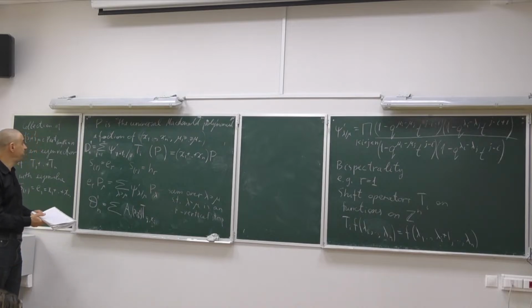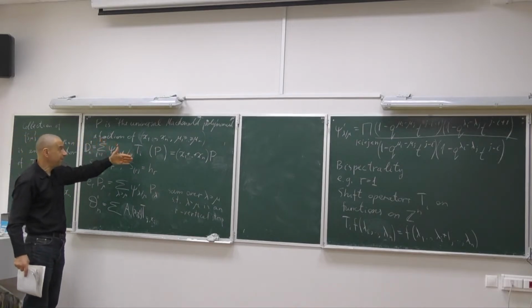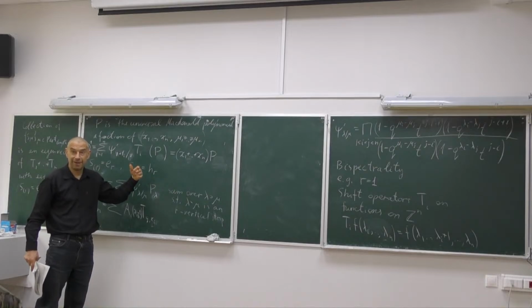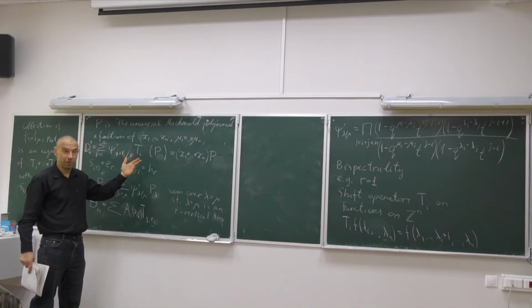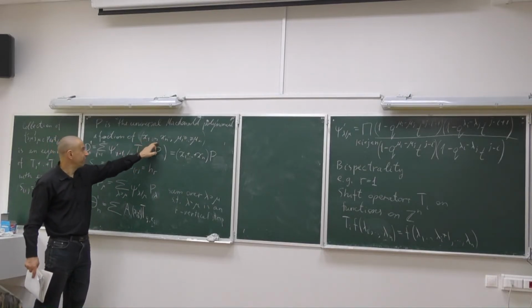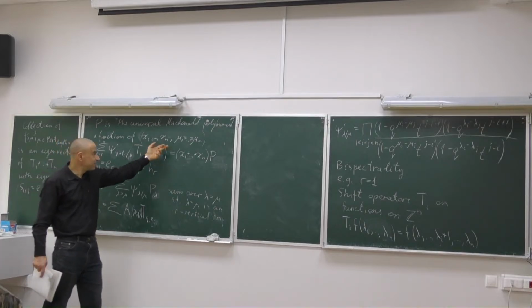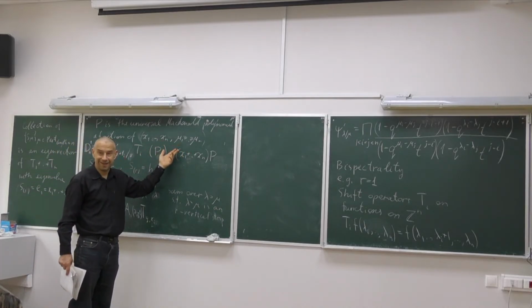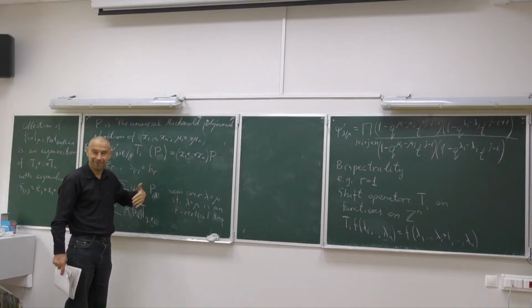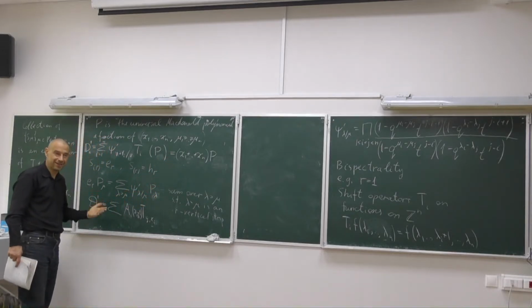So P is just the collection of all Macdonald polynomials. Any Macdonald polynomial P lambda is a function of x's, but it depends also on its index lambda. And this way it's a function of two variables, x and lambda.